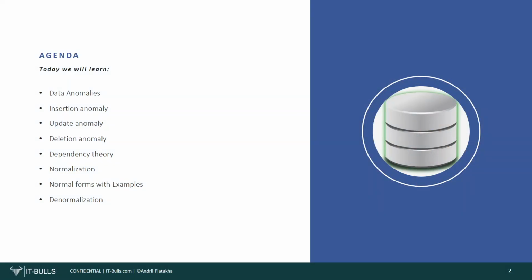We are going to start the lesson with understanding what data anomalies are. I'm going to explain what insertion, update, and deletion anomaly is. Knowing the problem, we'll learn how to avoid it. And after understanding the basics of dependency theory, we'll jump to our main topic today. I'm talking about normalization and normal forms that we are going to review with examples. And at the end of the lesson, we'll discuss what denormalization is.